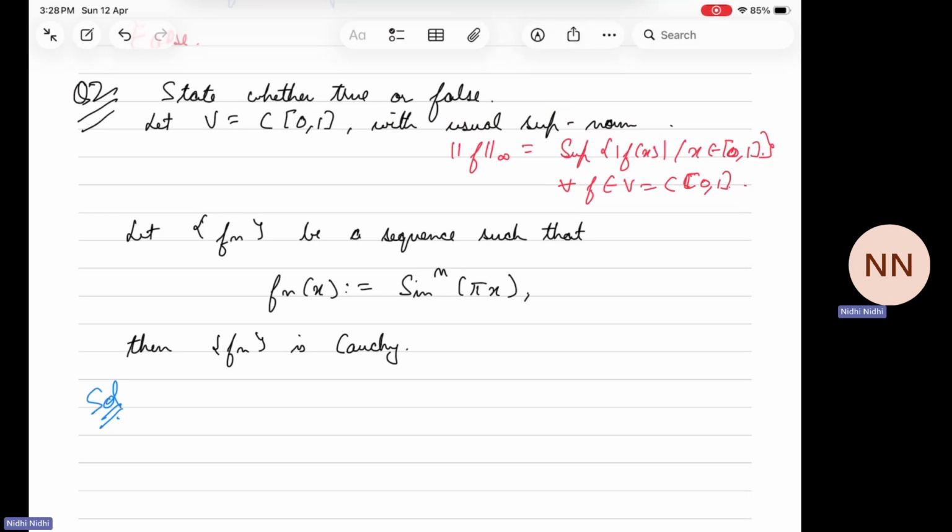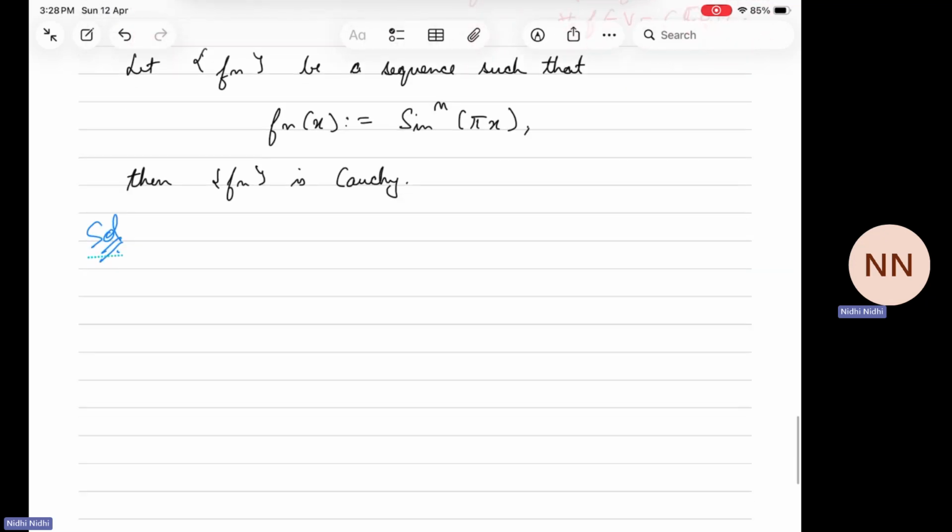So firstly, before directly hitting on to Cauchy or convergence, let's observe these functions. For n equals 1, this is f1(x), which is equal to sine pi x. Similarly, f2(x) will be sine square pi x. Since the value of the sine function is always between -1 and 1, sine pi x is something less than 1, and its square will always be less than sine pi x.